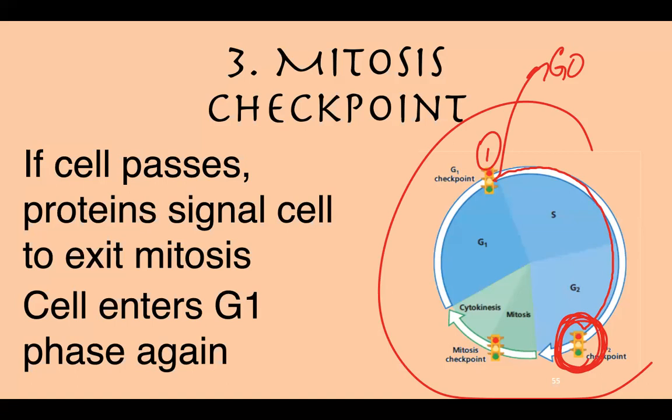Once it passes that, you go through mitosis. At the end of mitosis, you have another checkpoint. If the cell passes, the proteins signal the cell to exit mitosis. You have cytokinesis and it goes back to G1.